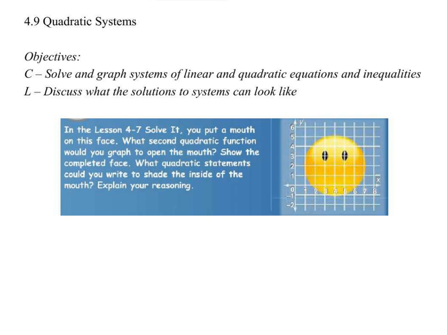The last section in the chapter is called Quadratic Systems. Kind of like systems of equations in a previous chapter that we were working on where we had a bunch of linear equations. Now we're going to have a bunch of systems of equations that aren't linear. You might have a line and a parabola. You might have two parabolas. Okay? And the goal of this section is to find where those equations cross, just like it was in the last chapter.